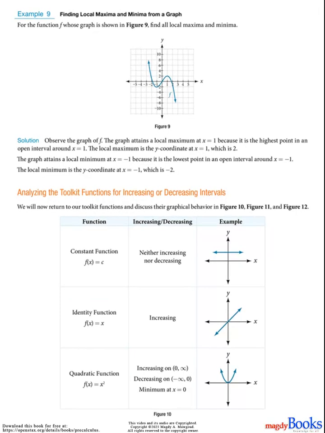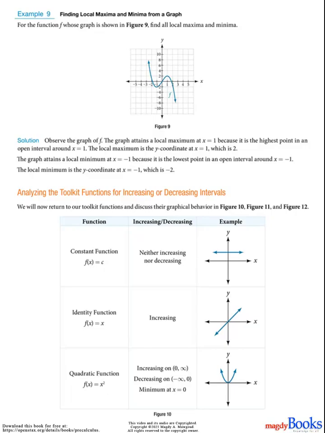Example 9. Finding local maxima and minima from a graph. For the function f, whose graph is shown in figure 9, find all local maxima and minima. Figure 9. x, y, f. Solution. Observe the graph of f. The graph attains a local maximum at x equals 1, because it is the highest point in an open interval around x equals 1. The local maximum is the y-coordinate at x equals 1, which is 2.